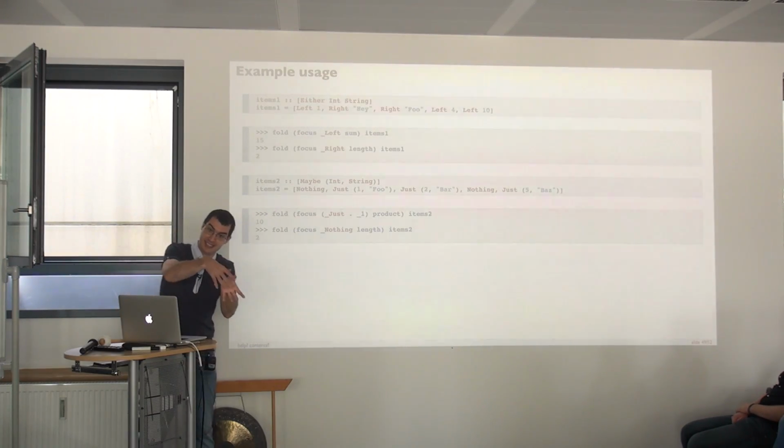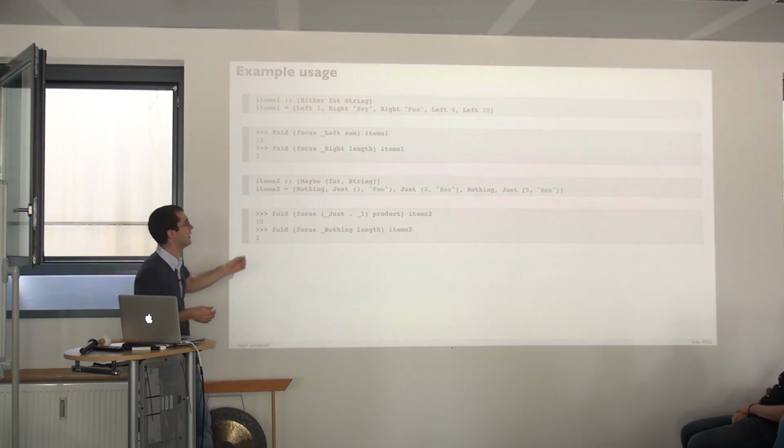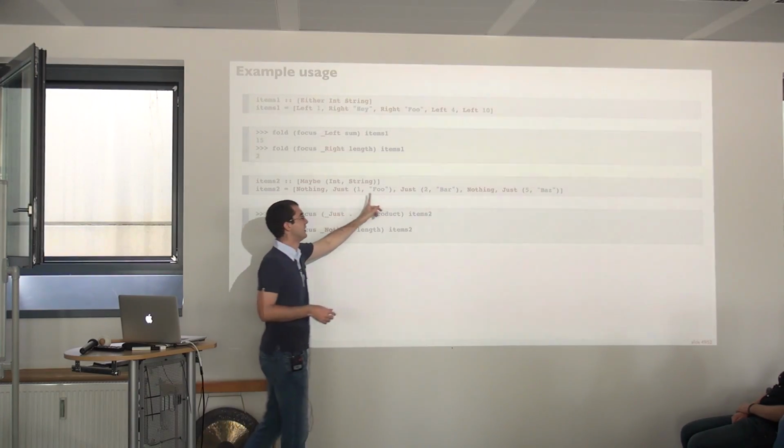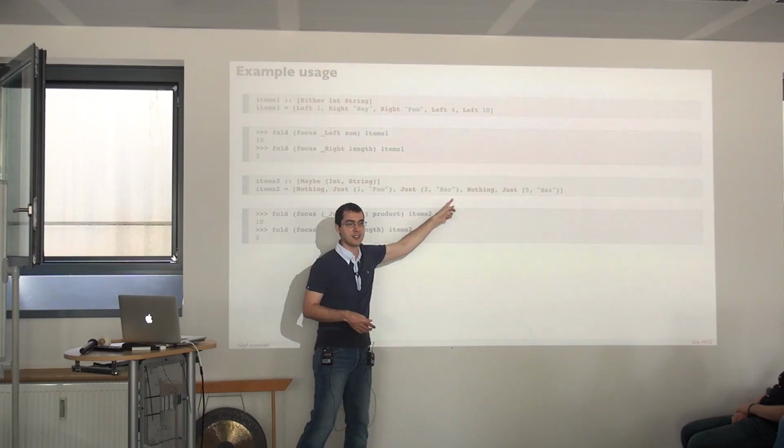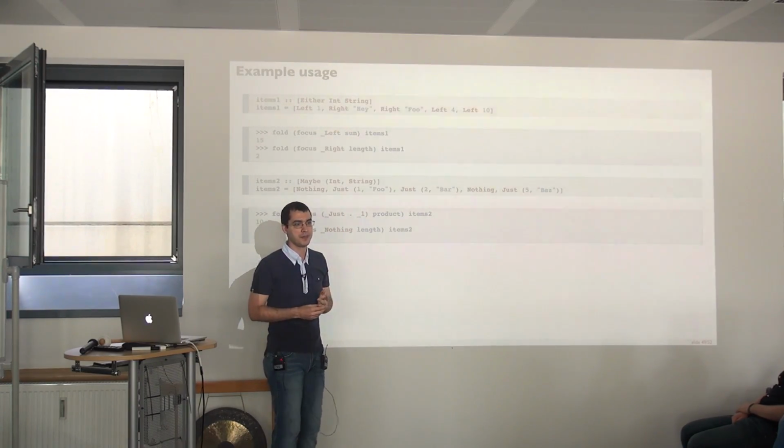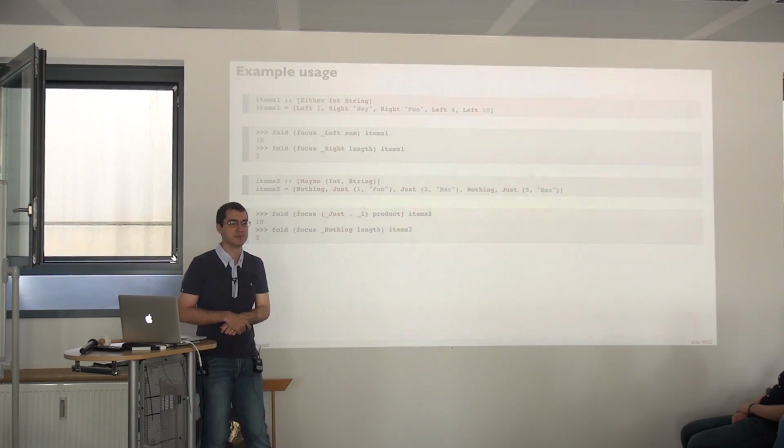And I want to dig in really deep into that to ask questions like, can we just add up these numbers? I don't really care about the Justs or Nothings. I don't really care about the strings. Oh, sorry, did you have a question? Could we make a fold that goes over the Lefts and the Rights at the same time in one pass?